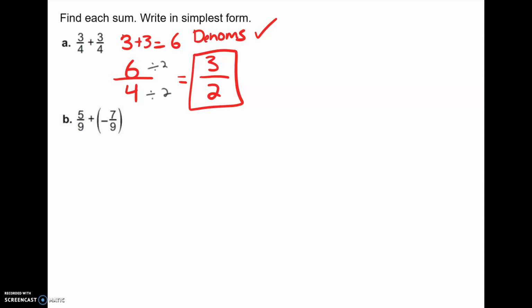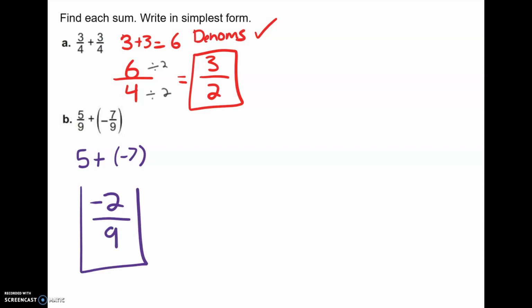This is an improper fraction, so that means our answer would be greater than 1. All right, next problem. Denominators are the same, 9 and 9. So we just add our numerators. So 5 plus -7 again, which gives us -2/9. This one does not simplify. 2 is the only factor of 2, and it does not go into 9, so that one's as simple as it gets.